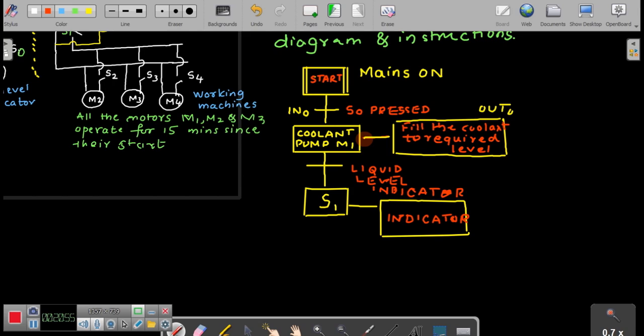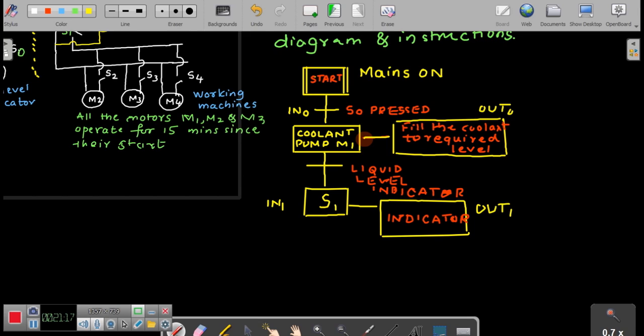And here, this is my IN1, and this is going to be my out 1.